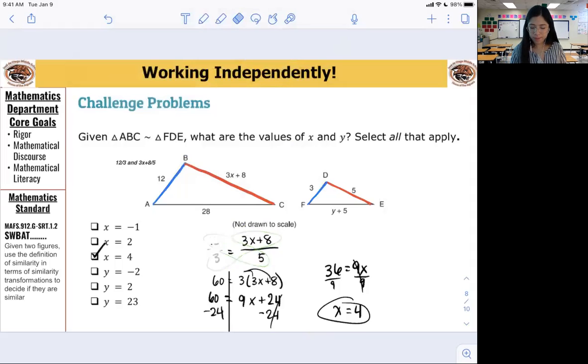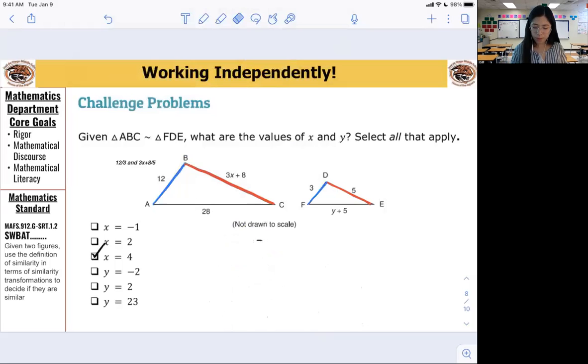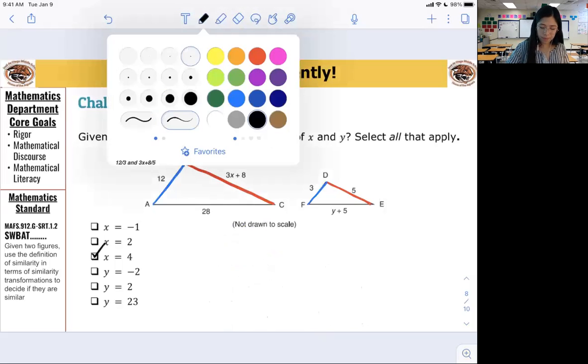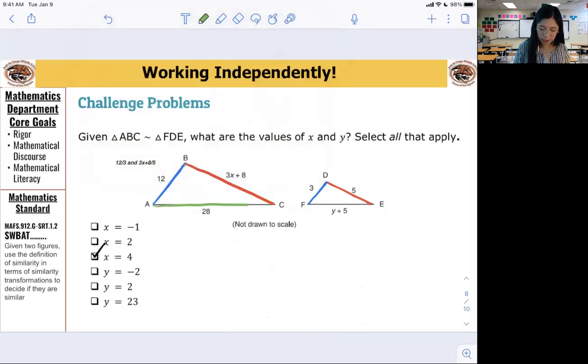All right, now for y. For y, it can be pretty similar. I would like to do y too. All right, how did you do y? So I subtracted 28 by 5, and then I divided that. Wait, no. Okay, so I subtracted 28 by 5, and then there I have y.